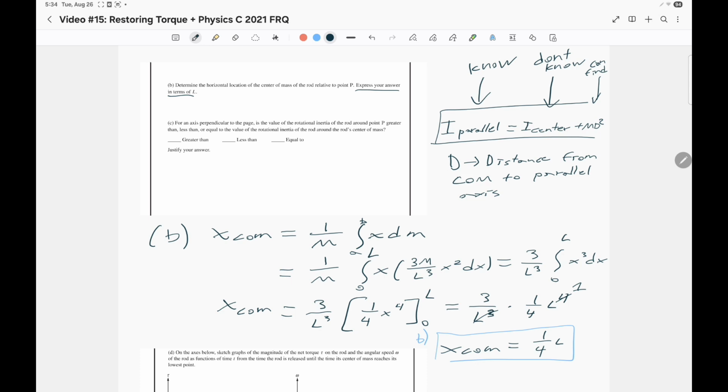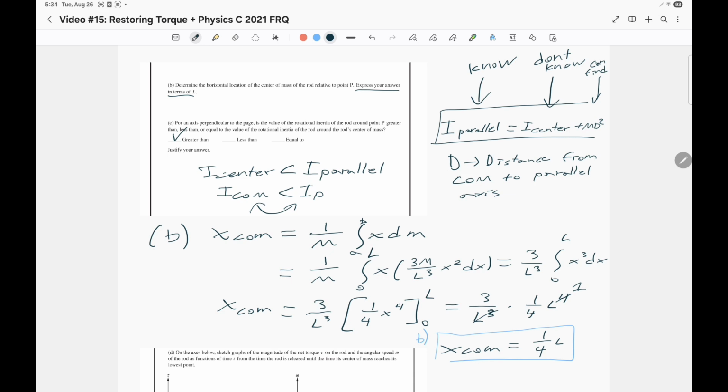But we don't need to do that because all it's asking is to compare the values. If we know that I center plus md squared is equal to I parallel, that must mean that I center is less than I parallel. That is just a fact we gleaned from the parallel axis theorem. In the context of the question, this means that I through the center of mass is going to be less than I through point P. So the rotational inertia around point P is greater than that through the center of mass, if we just flip the inequality.